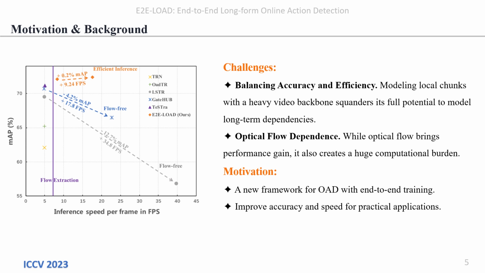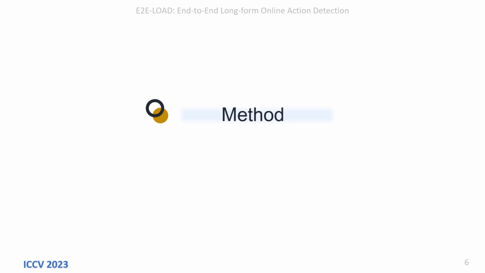So, why are we proposing this framework? Firstly, our goal is to create an end-to-end training framework, which means we can achieve a better balance between accuracy and efficiency. Secondly, we aim to enhance accuracy and speed in practical applications. In the upcoming presentation, we will delve into the workings and key features of this framework. Let me explain the details of our model.